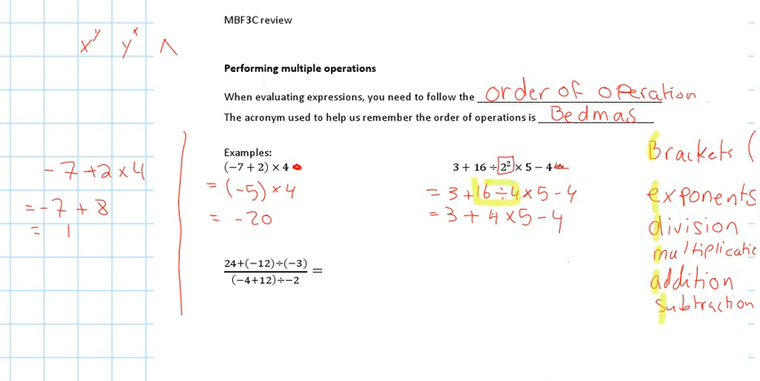Okay? So then I did this to give me 4. After, what do I do? The multiplication, so 4 times 5. Now I can do them all together. 3 plus 20 is 23. Take away 4, that's 19. Okay, so I had to follow BEDMAS. I had to show my steps one by one.